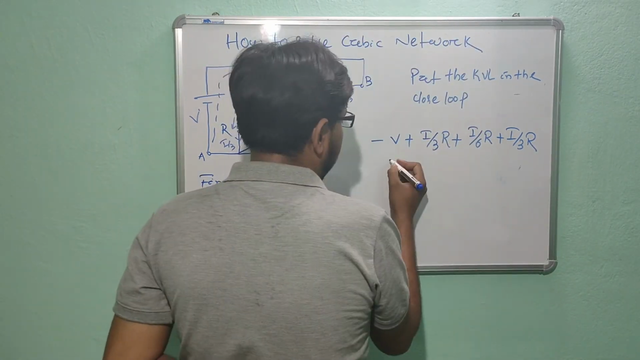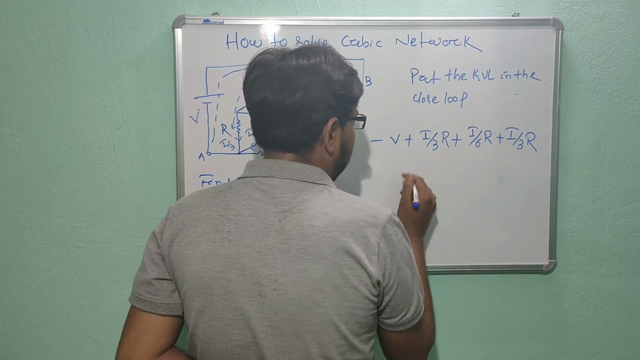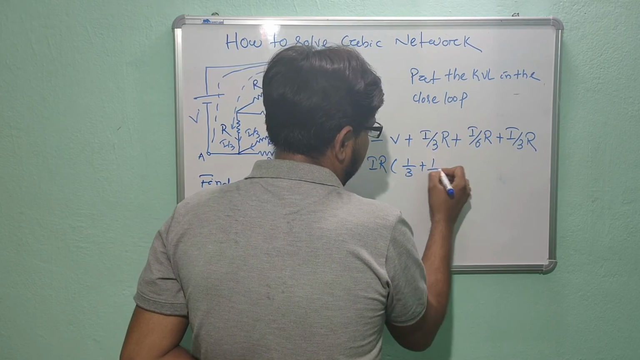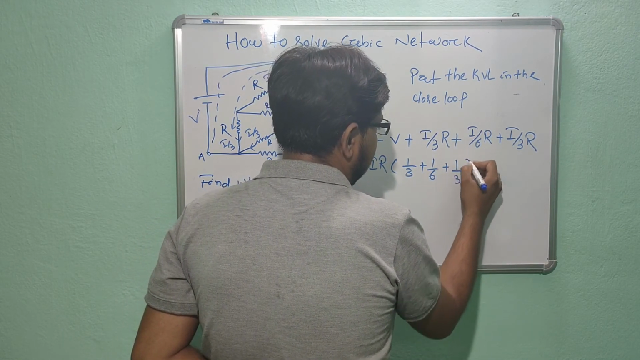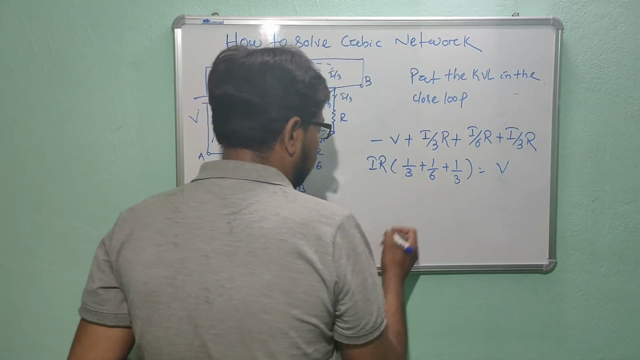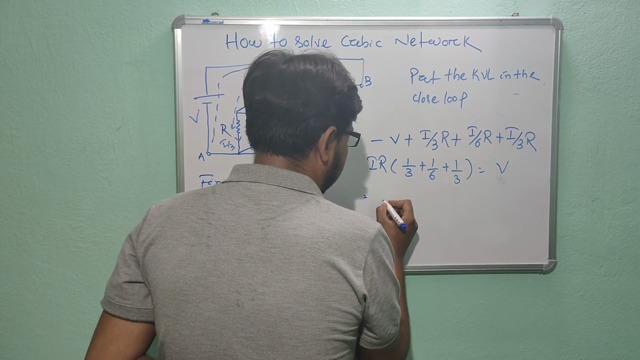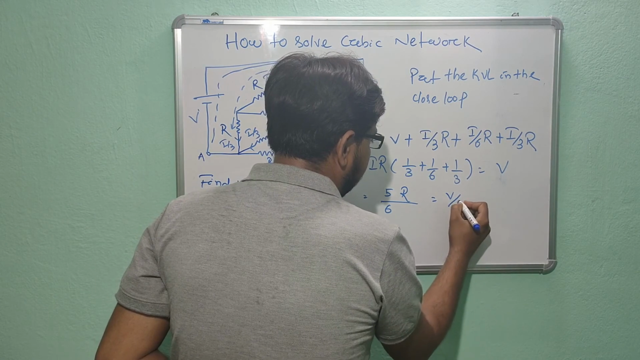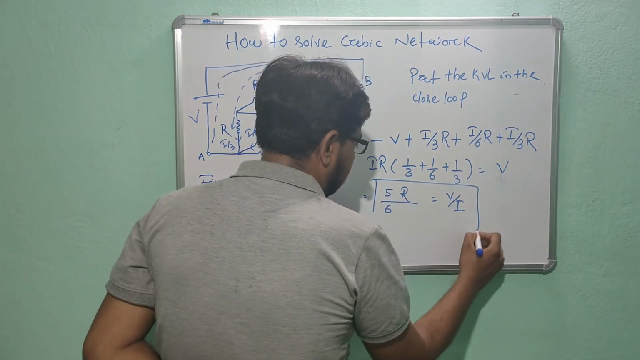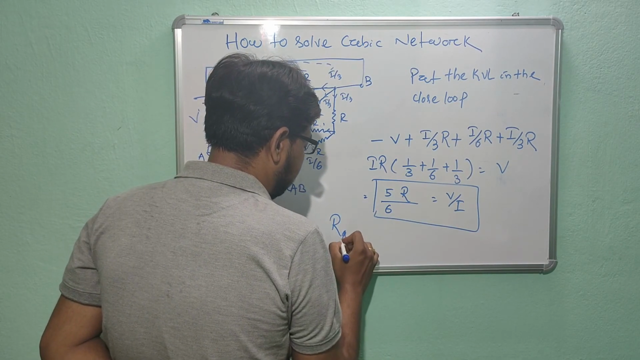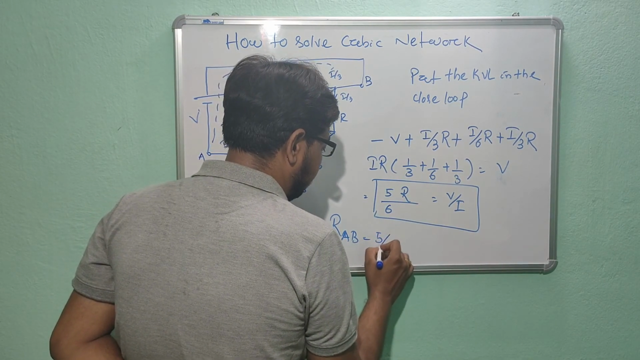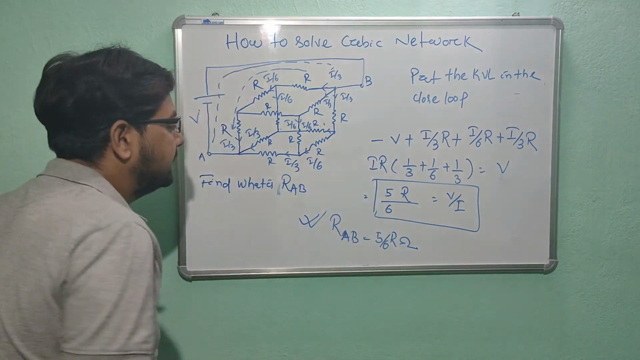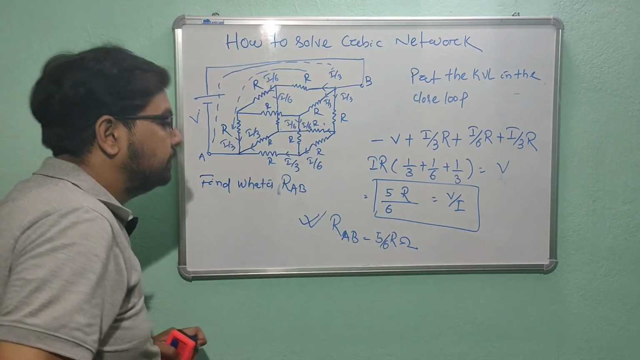Now I R times 1 by 3 plus 1 by 6 plus 1 by 3 is equal to V. Now 5 by 6 R is equal to V by I. Now R AB is equal to 5 by 6 R ohm. This is one method. By putting KVL we can solve the cubic network.